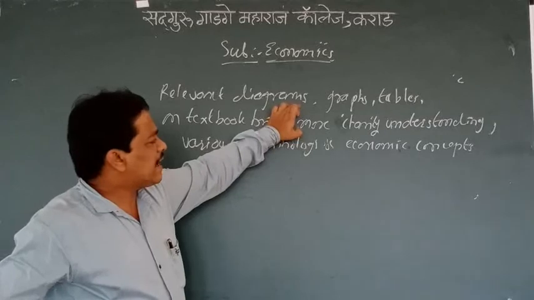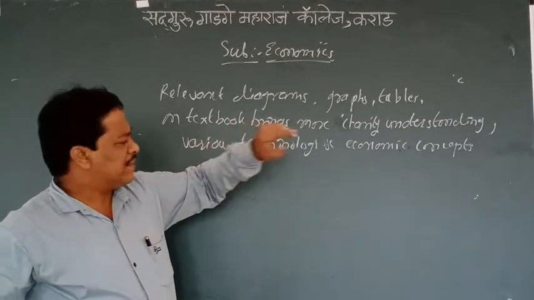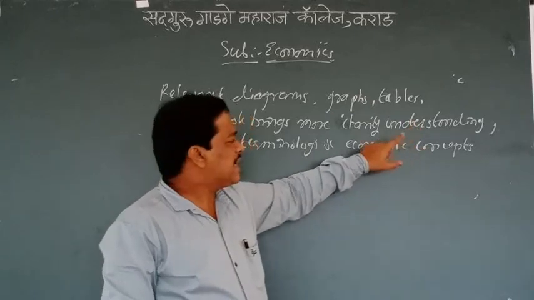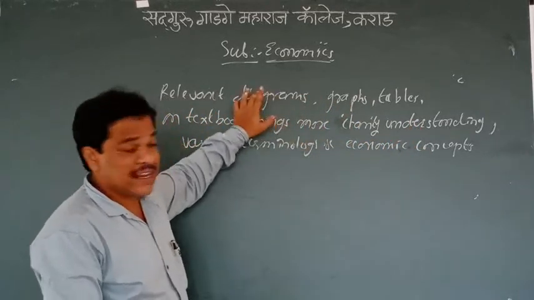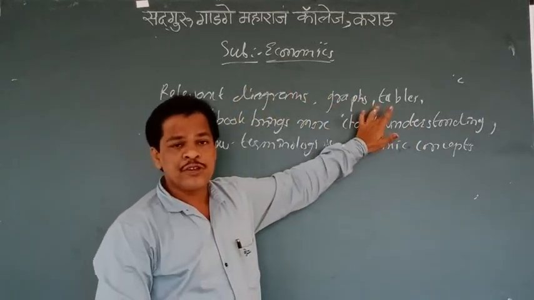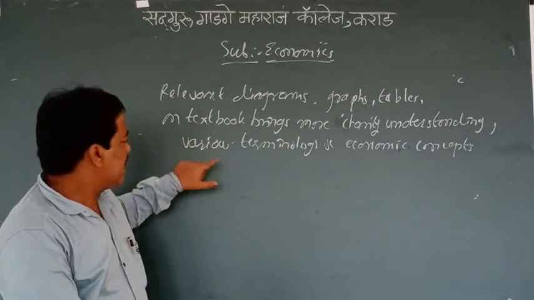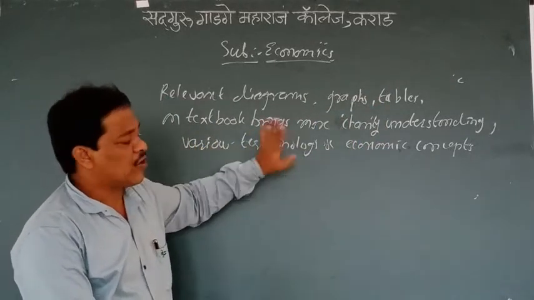When you see one diagram, definitely there should not be any kind of doubt in your mind. If you see one graph, then you can understand. For clear understanding, graphs, diagrams and tables are there, so that a common student can understand each and every concept and also various terminologies in economic concepts.